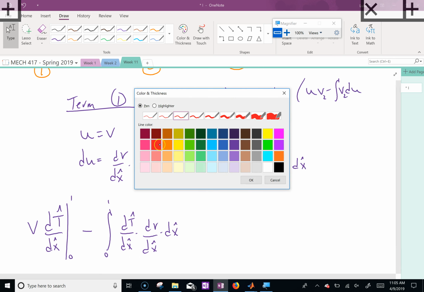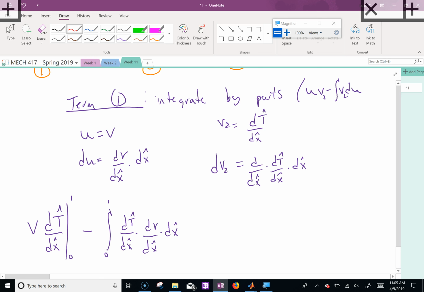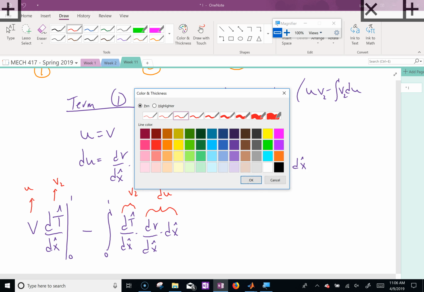So if I do this in red and show you, this is the u term, this is the v2 term. This term right here is the v2 term, and this term is the du term. And all of that is evaluated from 0 to 1. That takes care of term 1.